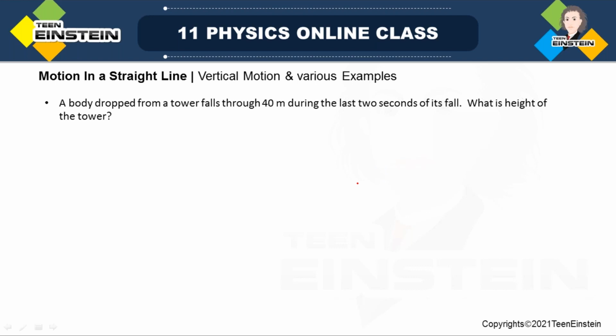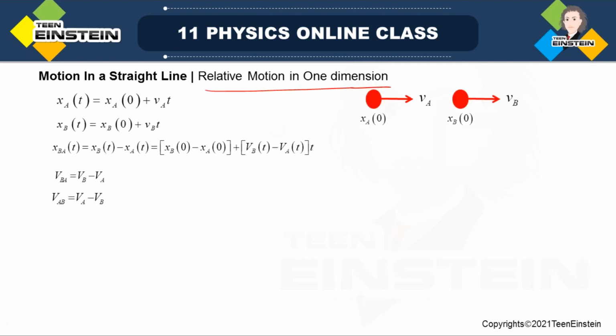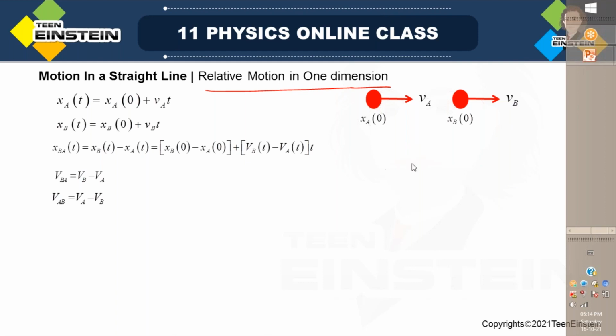Then we'll meet again on Tuesday. That day, we'll take up a few more numerical examples related to this kinematics part, motion in a straight line. Before that, I'll discuss the relative motion part again, and then take up a few more examples, because this part is very, very important for competitive exams as well. All right, so this is called the kinematics part. In kinematics, the first chapter we had already discussed is motion in a straight line, or motion in one dimension. Another chapter is motion in a plane, that also comes under kinematics. Okay, all right, bye for today.